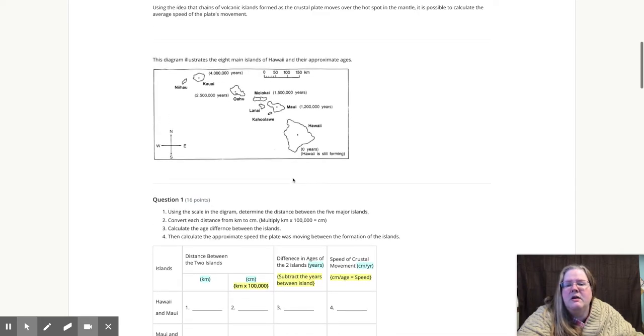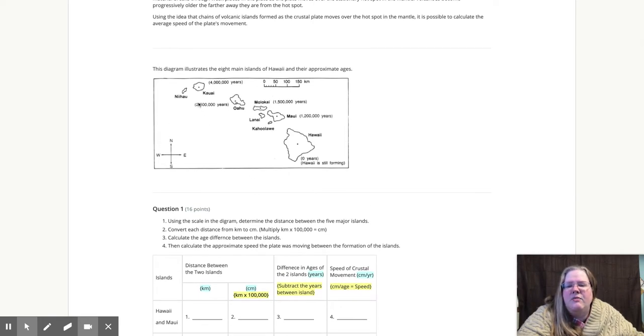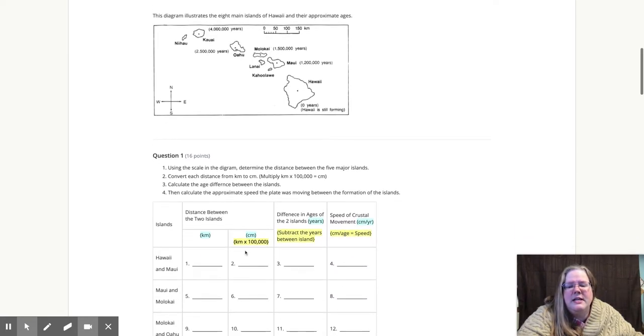So up here, we have this one was 4 million years ago, but this is 2.5 million years ago. So you're going to do that subtraction. That's what this column is. And then you're going to take the centimeters divided by your years. Speed is distance divided by time. See, centimeters divided by age equals speed. And you're going to put that answer here.